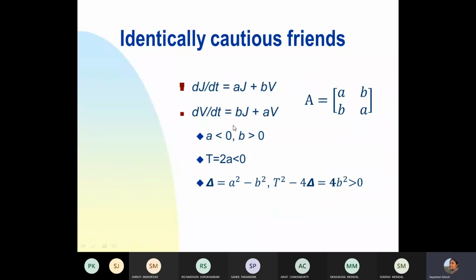You can see that I have already set A equal to D. This is supposed to be D, right? I have set A equal to D, D equal to C, because their involvement in the friendship is identical. They are identically cautious. So identical is being reflected in their equations. Cautious means that A is negative and B is positive. That is our description of a cautious person, right?